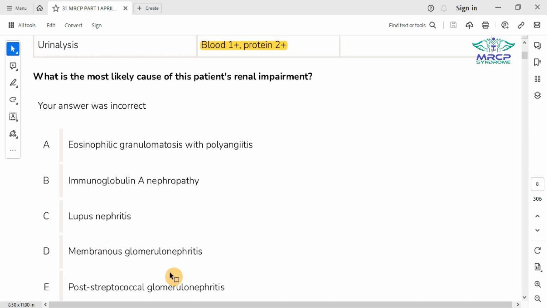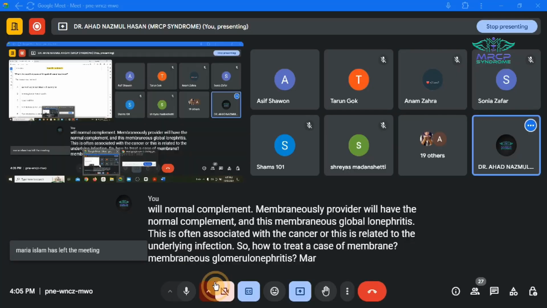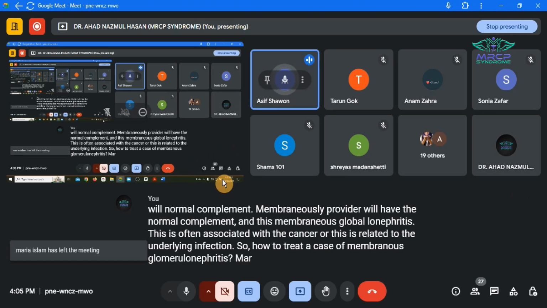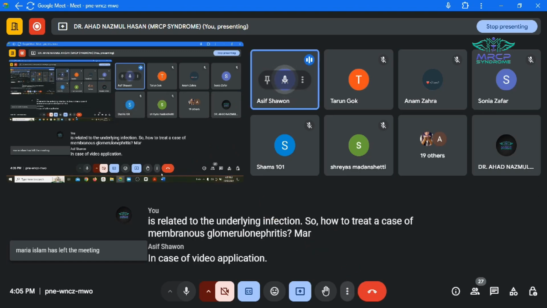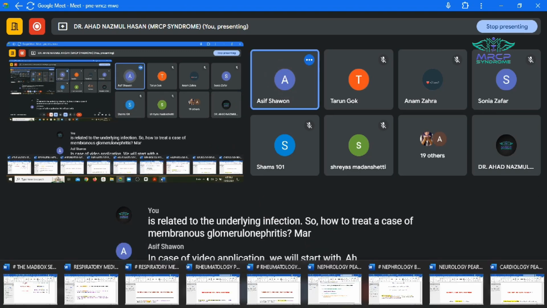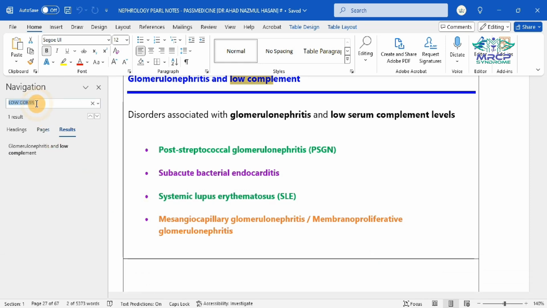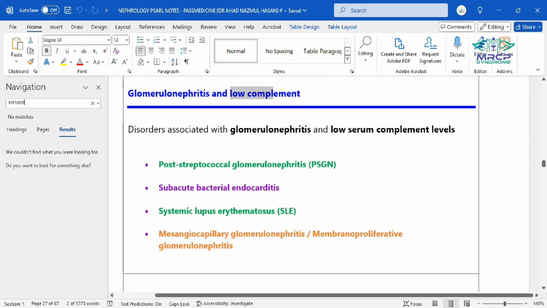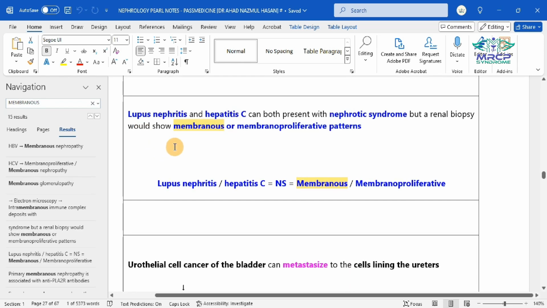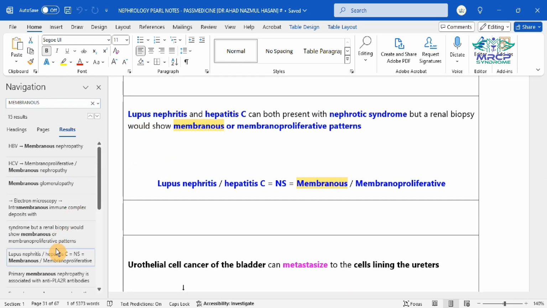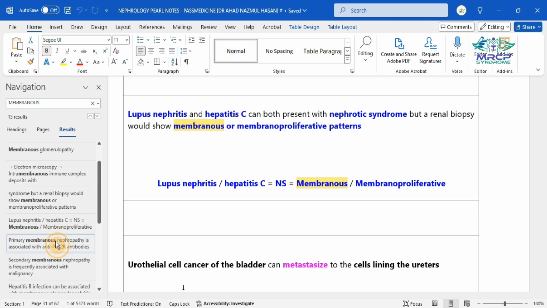So how to treat a case of membranous glomerulonephritis? In case of an idiopathic case, we will start with anti-CD20, rituximab, and also a calcineurin inhibitor, and also the 2C, cyclophosphamide, and another drug, corticosteroid. And in case it is not idiopathic, a typical variant, just the 2C.